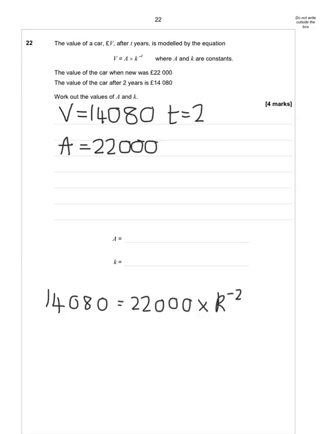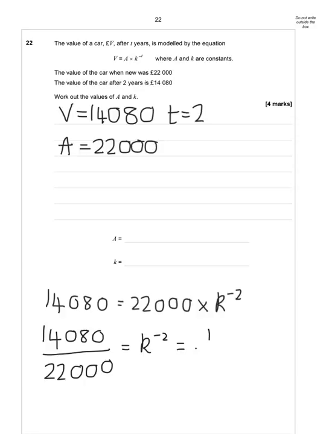We have got to find K, so I'm going to divide both sides by 22,000. So I've got 14,080 divided by 22,000. That will give me K to the power of -2. So that means that 1 over K squared is equal to 14,080 divided by 22,000.